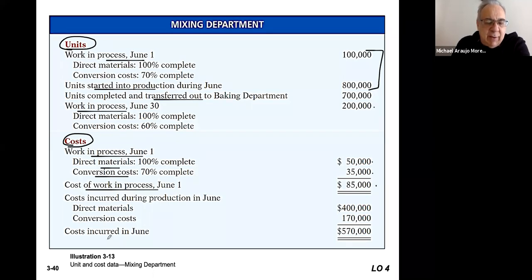Then you come down to the costs that were incurred while they were producing more waffles. Again, same thing, direct materials and conversion. Remember, conversion costs are your labor and overhead costs combined. And so total costs for June were listed here. All of this stuff is data that we're going to be using in putting together the report. So where you see these numbers will be on the reports.